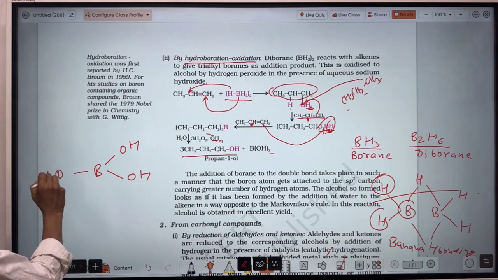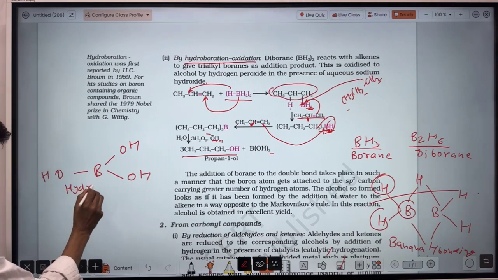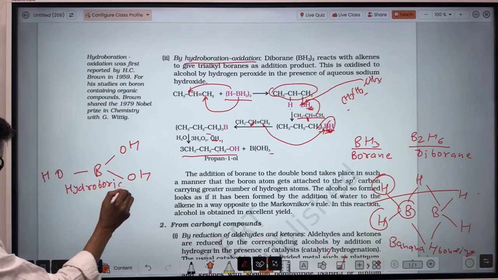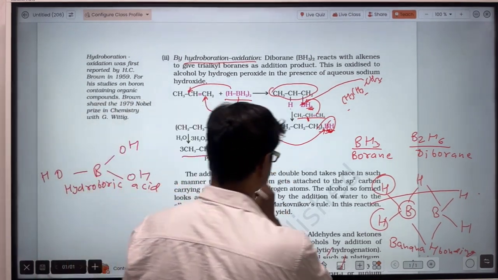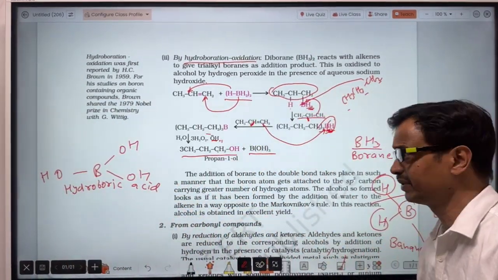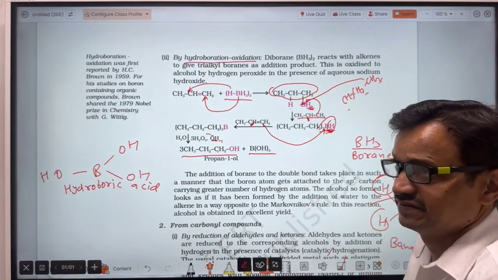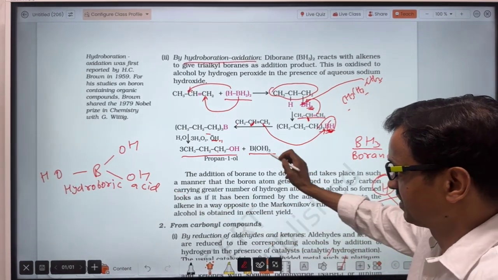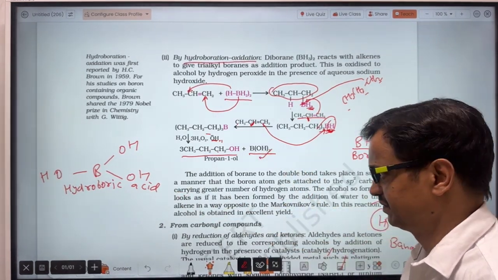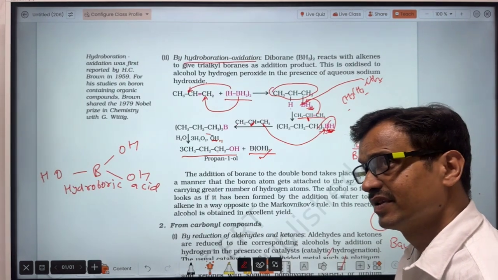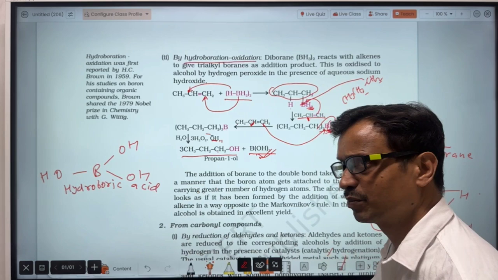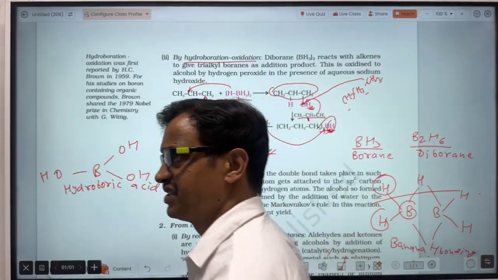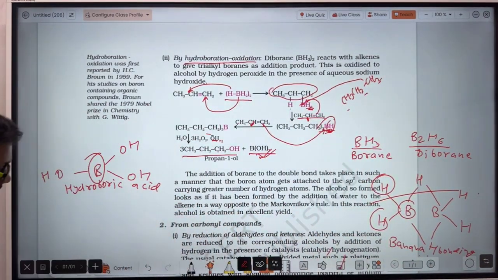It is called boric acid. This compound is called B(OH) whole thrice. Don't consider this one as an alcohol or as a base. It is an acid. This compound is called boric acid. And this one is also not a protic acid. B(OH) whole thrice is also not a protic acid. It acts as an acid because the octet of boron is not complete.